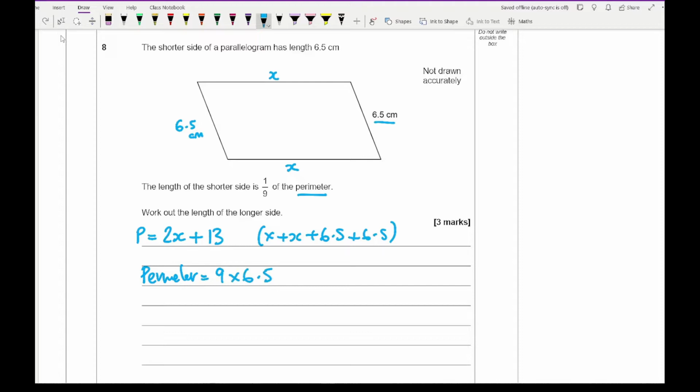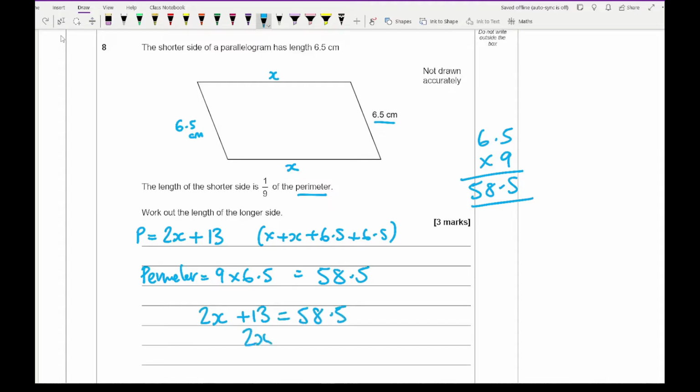Now, 9 times 6.5 is going to give me an answer of 58.5 centimeters. Again, all we need to do to work that out is just do 6.5 times 9, and we'd get our 58.5, or whichever way you work with decimals. So what we've worked out is we've got 2x plus 13 equals 58.5.